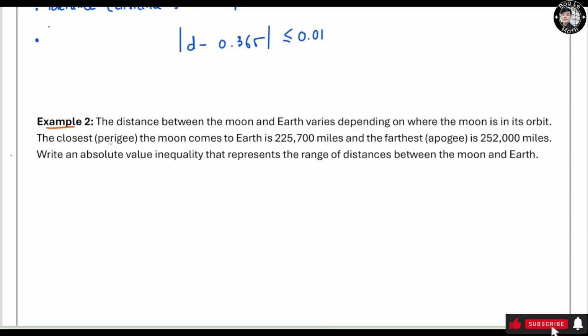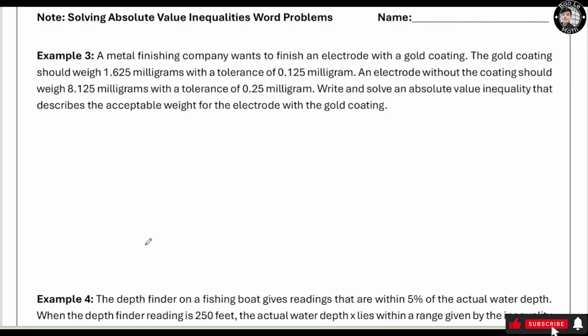Now let's move on to example number 2. Example number 2 is exactly the same thing as example number 1. I'm going to leave this one for you to practice. So the answer should be the absolute value of D minus 238,850 less than or equal to 13,150, right?